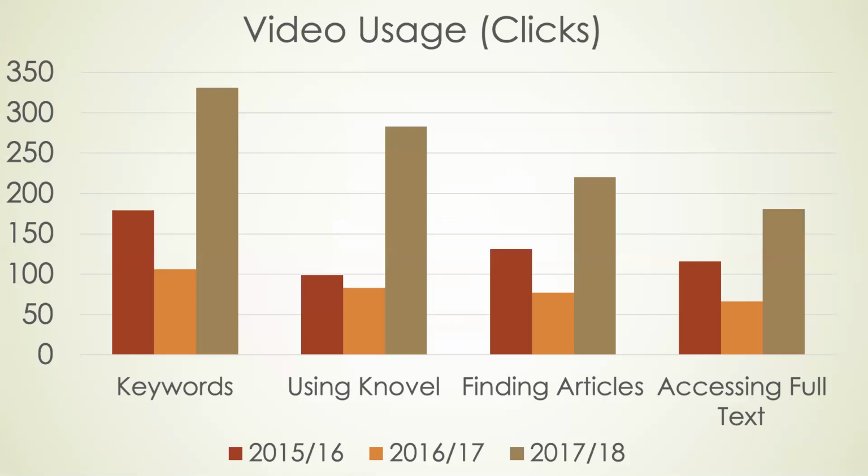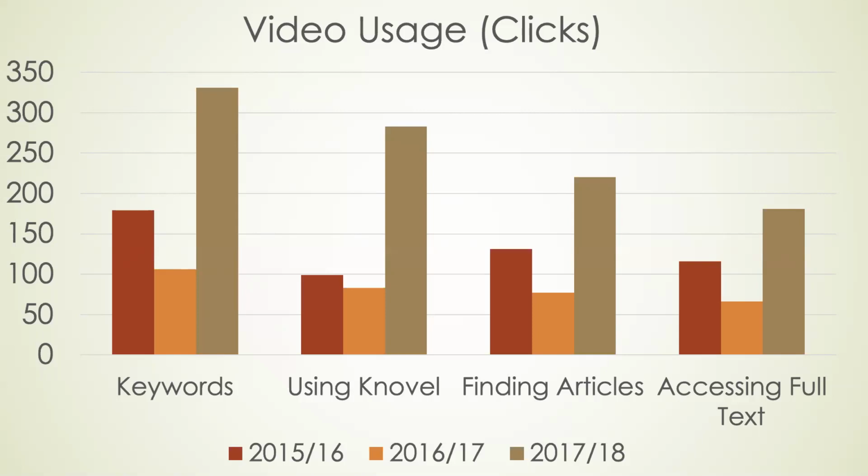So this figure shows you usage for each of the videos from 2015 and 16 through to last year, 2017, 2018. The first thing you might notice is that usage of the videos increased considerably this past year once more sessions utilized the flipped classroom model. Now note that I've organized this graph in the order that the video links appear on my LibGuide for the course. So keywords at the far left would be at the top of the LibGuide page. Accessing full text over on the right is at the bottom of the LibGuide page.